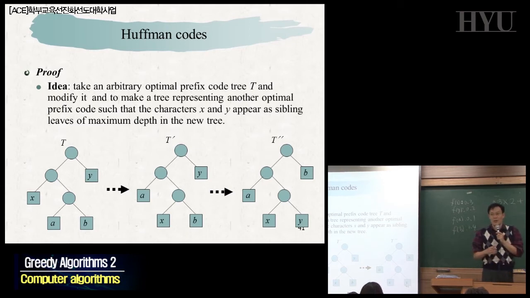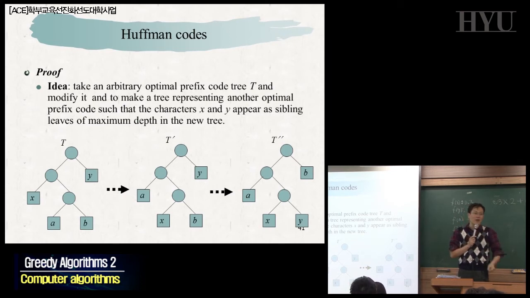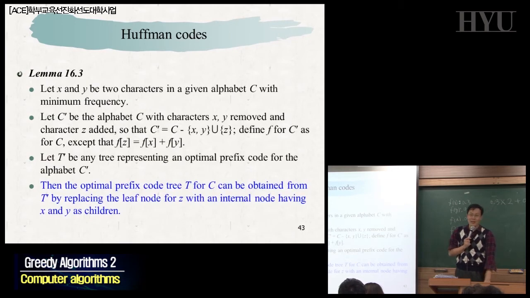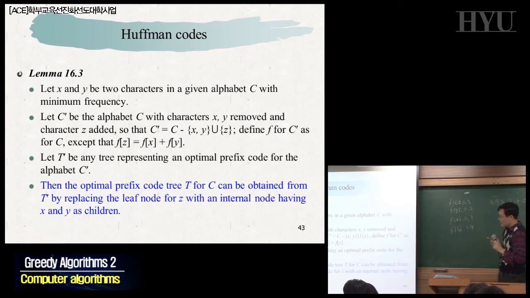So until now, I justified the first step of the Huffman code algorithm. We can merge the two least frequent characters and then try the next iteration. But next, I have to justify that after the n-1 iterations of the same step, we can get the optimal Huffman tree. And this lemma explains it. Okay. Try to read this.